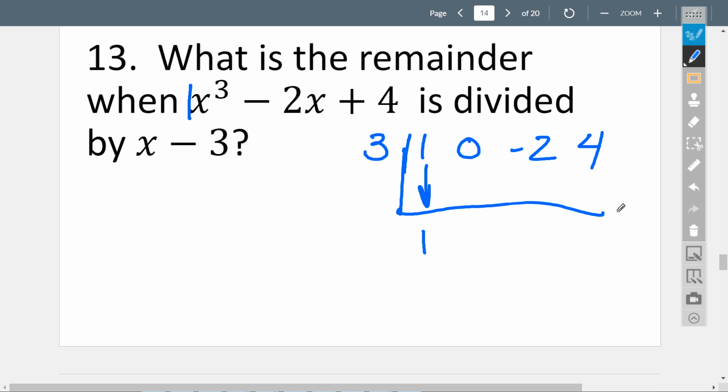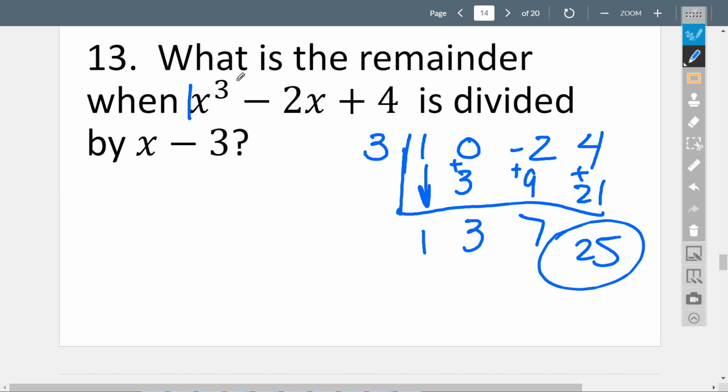So I'm just going to multiply and add going through the whole way. 3 times 1 is 3, add those together is 3, 3 times 3 is 9, add those together is 7, 3 times 7 is 21, add those together is 25. So 25 is our remainder here.